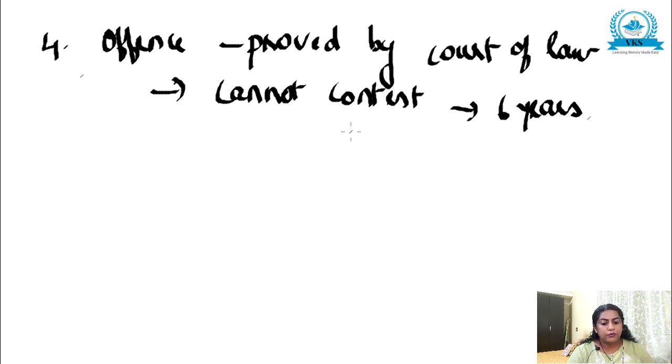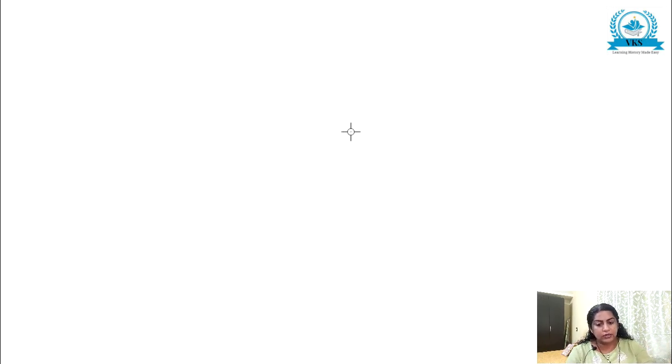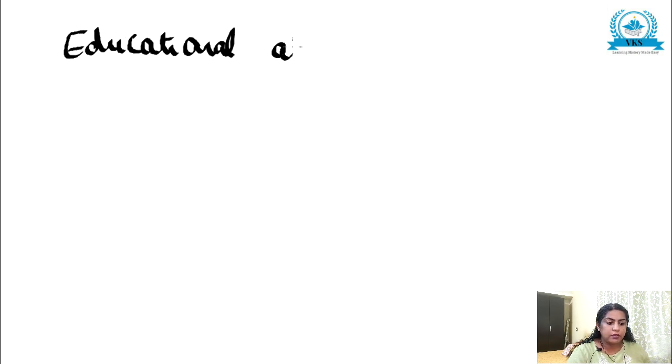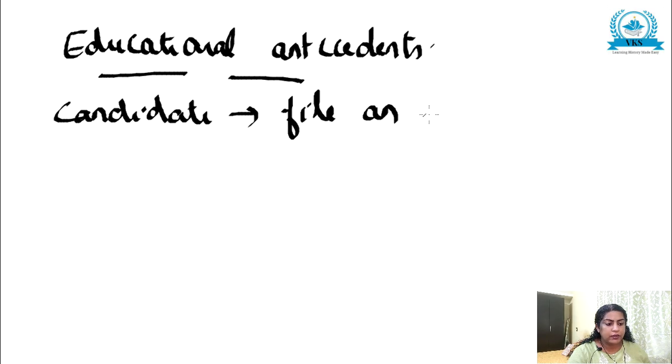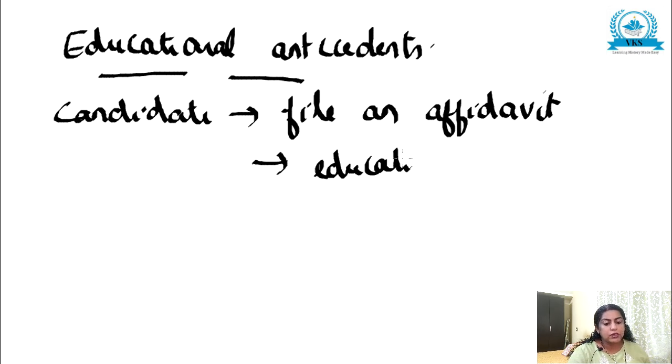So next, after criminal antecedent, the next point is regarding the educational antecedent. What are the declarations regarding their education? If a candidate is participating in the election, he or she has to file an affidavit to give information regarding the educational qualification.